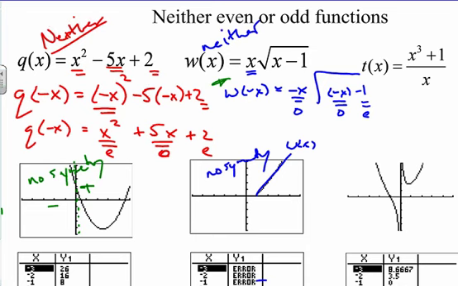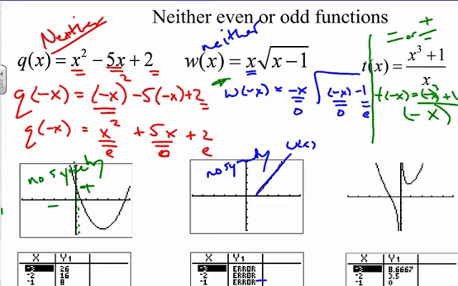And finally, let's try this: x cubed plus 1 over x. When you have a function like this, we plug in negative x. We have negative x cubed plus 1 over negative x. Well, with a fraction, fractions are opposite if the top is positive and the bottom is negative, or if the top is negative and the bottom is positive. That's when a fraction changes to the opposite.